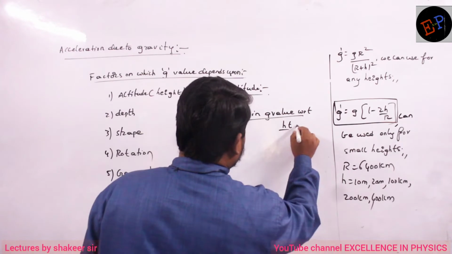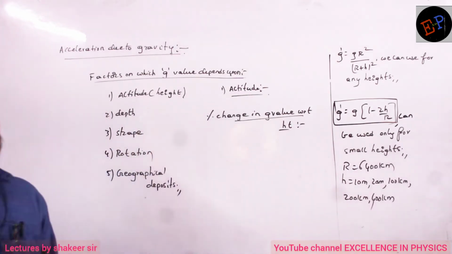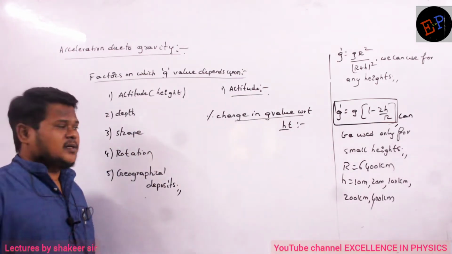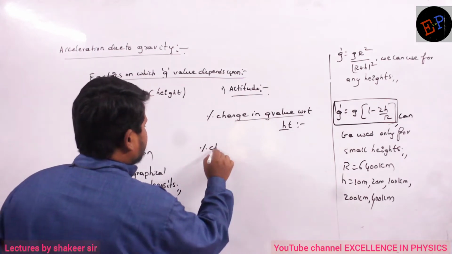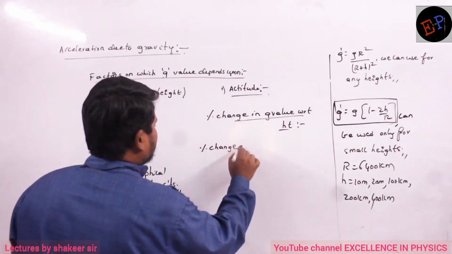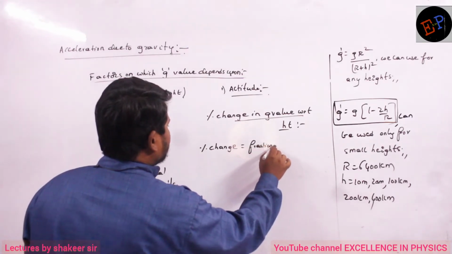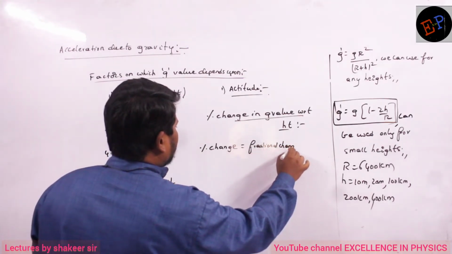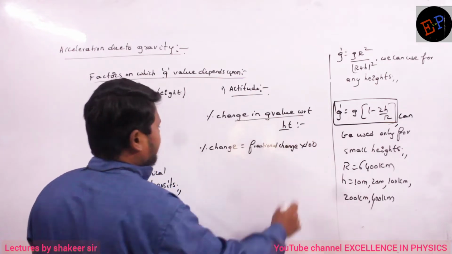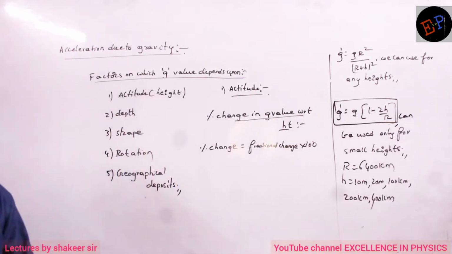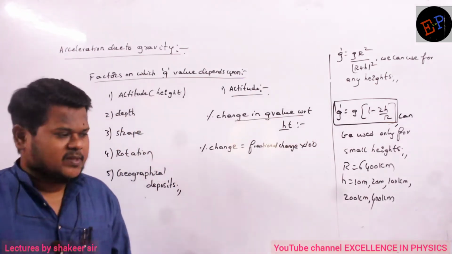Percentage change means how can I calculate? Percentage change means fraction or fractional change multiplied by 100. This is how I write now. Fraction multiplied by 100 will give percentage.